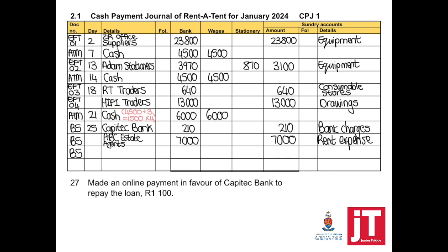So my source document will be bank statement on day 27. Who did we pay? Capitec Bank. How much did we pay? 1,100. For what reason? Now, again, you have to be specific. You cannot just write loan. Loan, and what is the name of the bank?